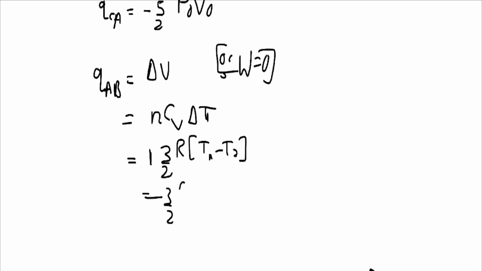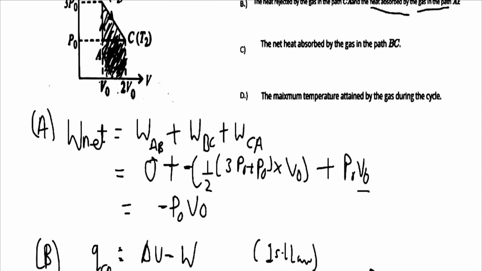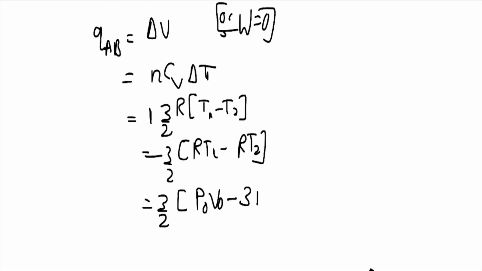So 3 by 2 R T1 minus R T2. 3 by 2 R T1 can be written as P naught V naught by moles, that is 1, and R T2 can be written as, at temperature T2 the pressure is 3 P naught and volume is V naught. So R T2 can be written as 3 P naught V naught. So on further simplification, you will have minus 3 P naught V naught.